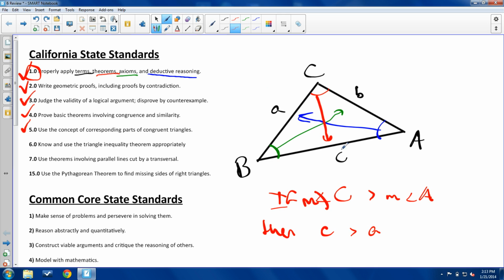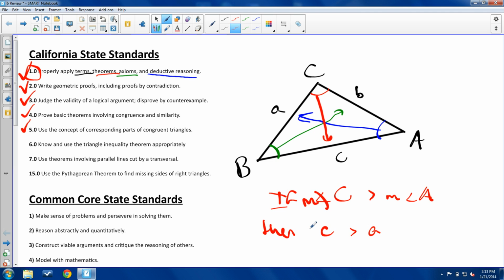Now, I don't know what these side lengths are. In fact, I don't know what these angle measures are either. But that's kind of how you work that out and figure that out. You have information. You say, well, which one's longest, and whichever one's longest, I have the largest angle opposite it. And this is an example of something whose converse statement is true.